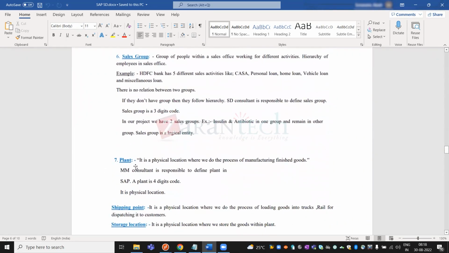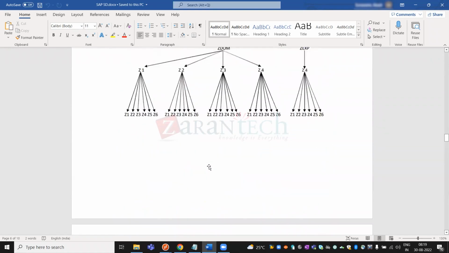Then the next one is plant. Plant means where the production is done. Suppose our business is a bicycle business, so we need to have some plant where the actual manufacturing is done. That is called the plant. There are different plants, like a factory and all. It is a 4-digit code actually.